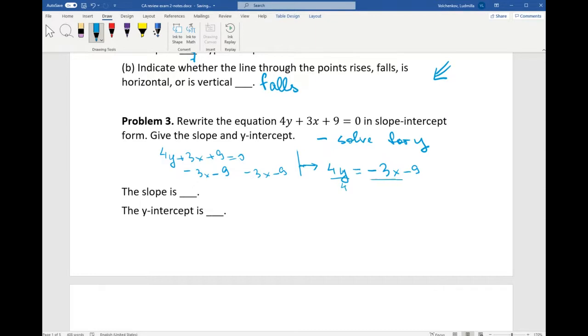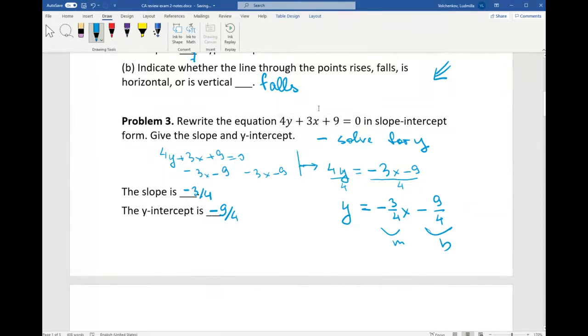And then we divide by 4 on the left and on the right. Be careful, we divide every term. On the left we get y. On the right, we divide every term by 4: negative 3x over 4, so negative 3/4 x, and negative 9 over 4, negative 9/4. Okay, and this is the slope and this is the intercept. So the slope is negative 3/4 and the y-intercept is negative 9/4.